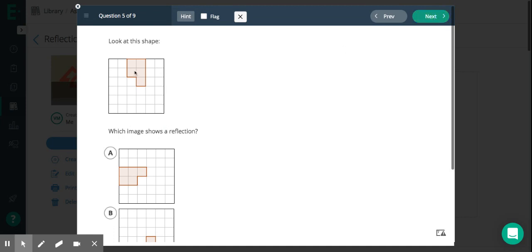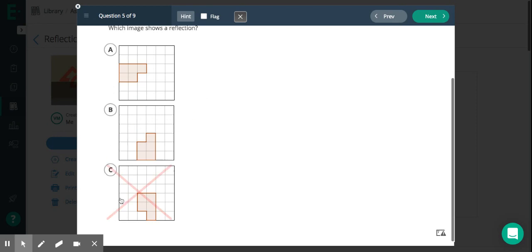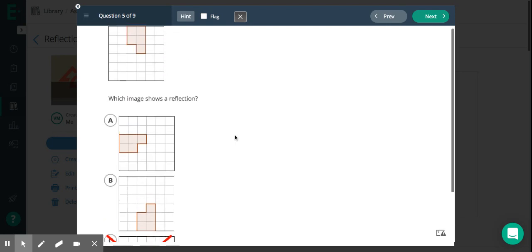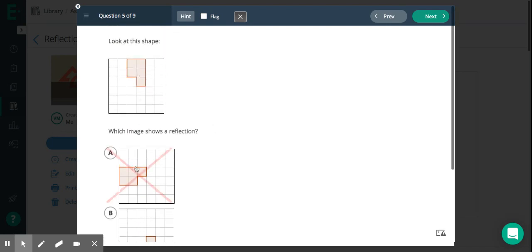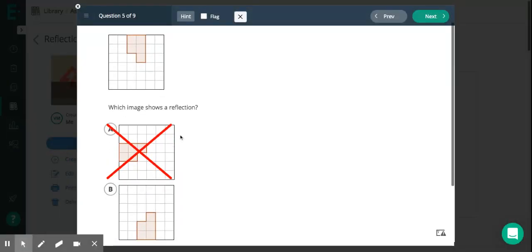Similar to the first question, look at the shape. Which one shows a reflection? So we don't want to see the image turned. We don't want to see the same orientation. So I'm going to go through and see if there are any that look like the same orientation. So let's see here. C looks like it's the same orientation, so it's not going to be C. All right, let's see. Here, it looks like A was turned, so that would be a rotation. We're not looking for a rotation, we're looking for a reflection. Reflection means that it would be flipped, so B. Okay, so it looks like the line of reflection is right here, and it looks like they folded that image downward. All right, next question.